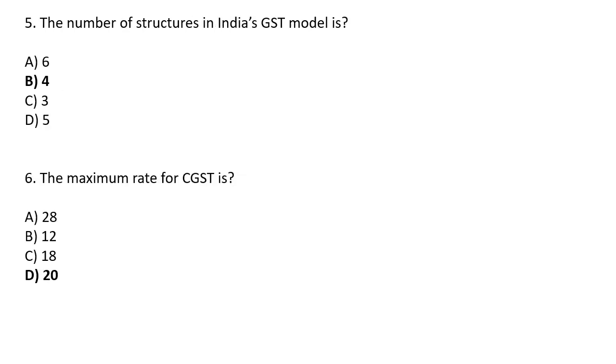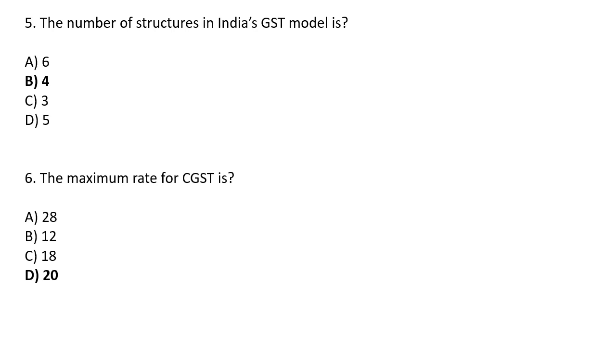The number of structures in the Indian GST model is, so the correct answer here is option B 4. So we have GST rate structures like we start from 0%, then we have 5%, 12%, 18% and 28%. So actually we have a five rate structure, but we don't count 0% as it is a nil or exempted tax. So we start from 5 till 28. So we have a 4 rate structure in the India GST model.